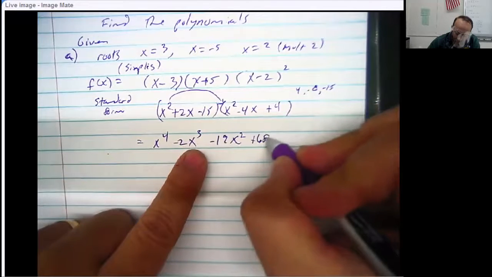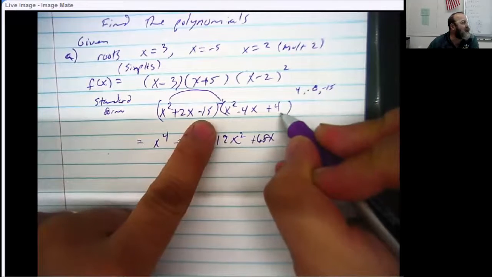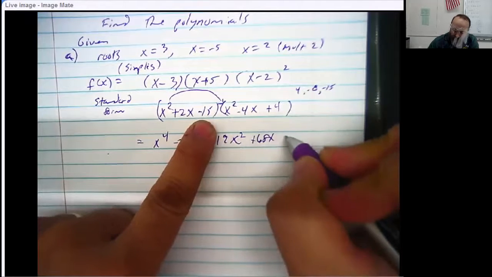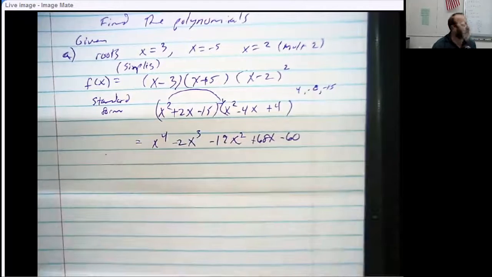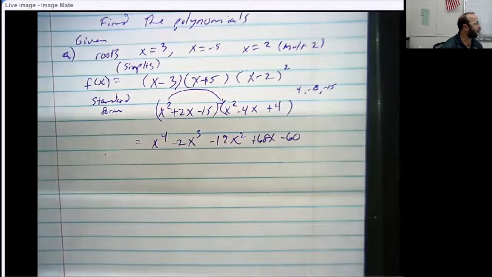And last but not least, the constant, which would come from negative 15 times 4, which is negative 60. What do you guys think? Can you guys handle that? Now, can you imagine making a mistake?